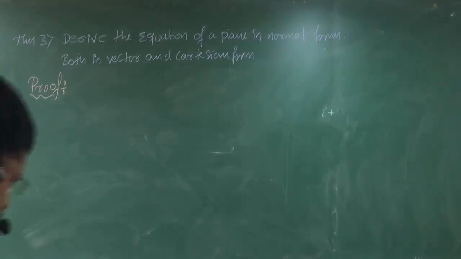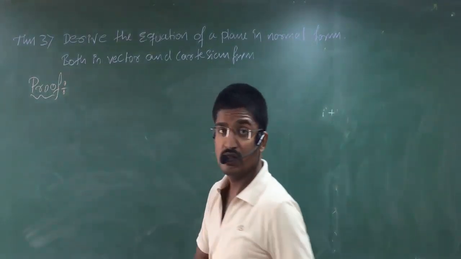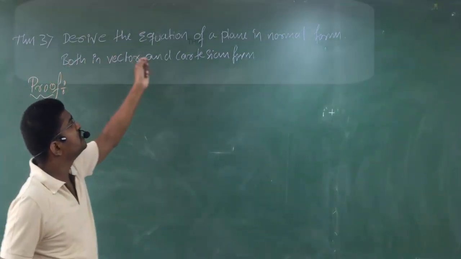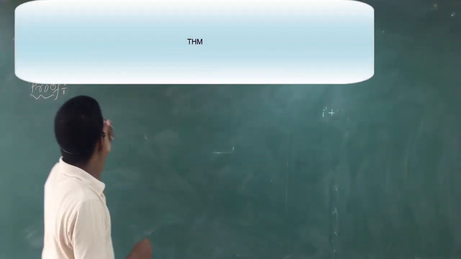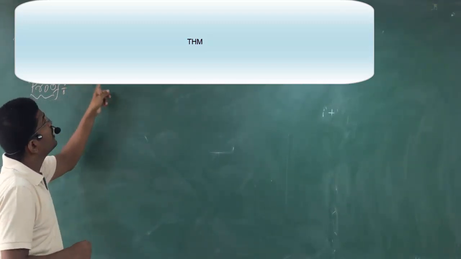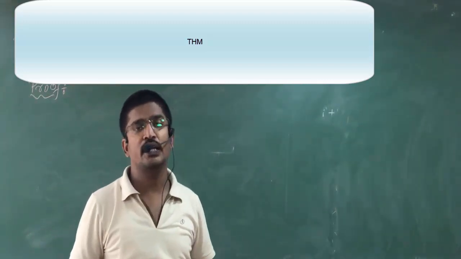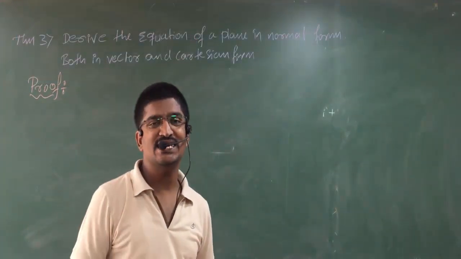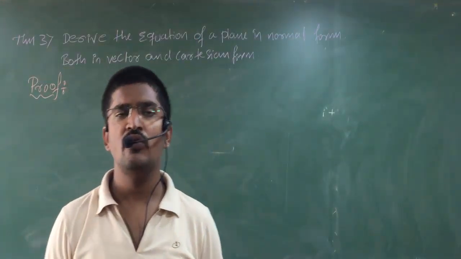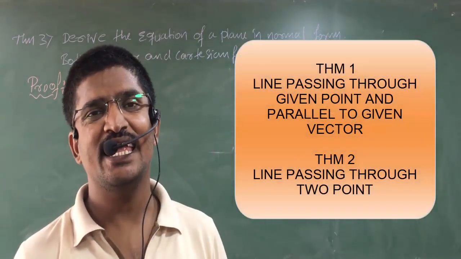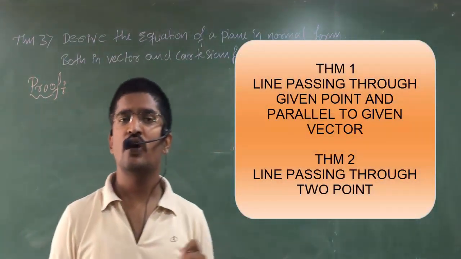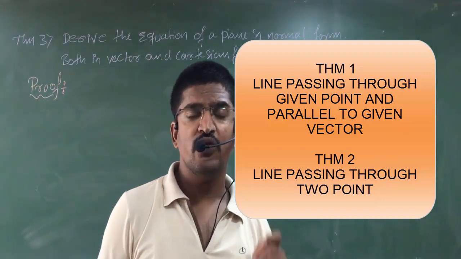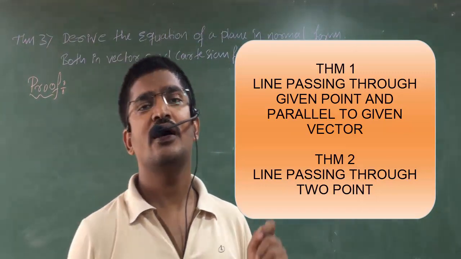Okay students, now let us go for your third theorem, that is, derive the equation of plane in normal form, both in vector and Cartesian. Clear? So till now we have solved lines in space, passing through one point and passing through 2 points. So now we are solving the theorem on plane.